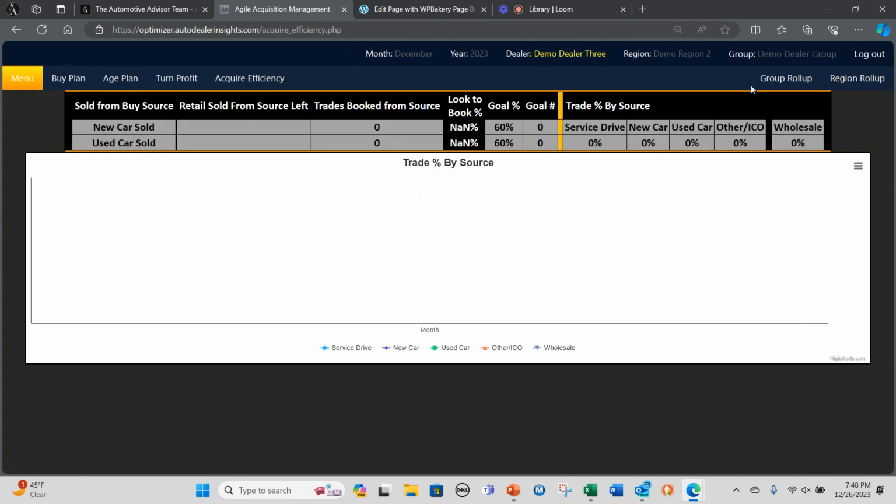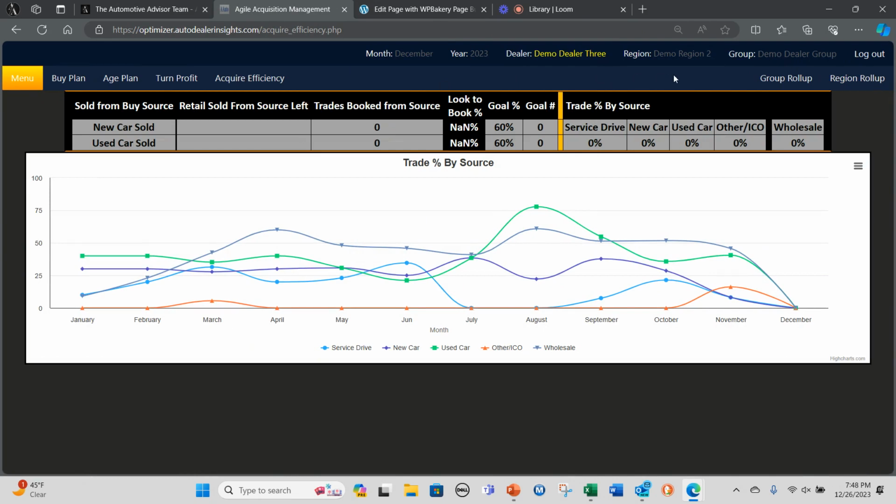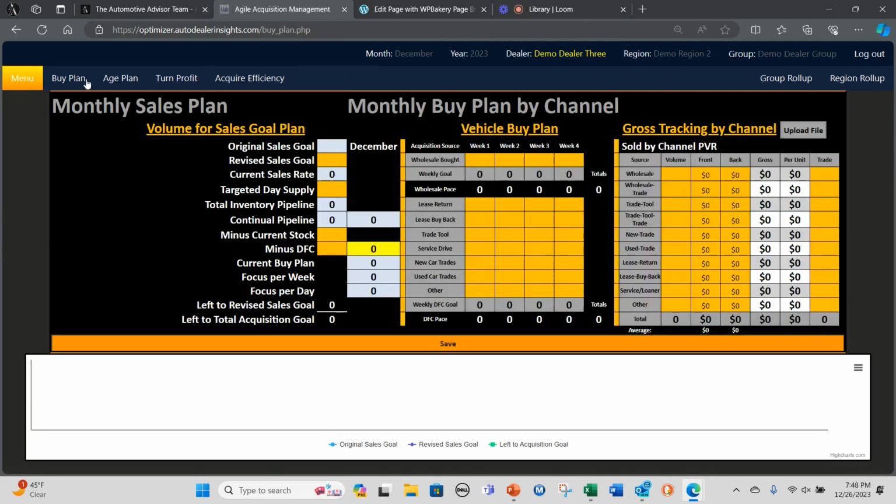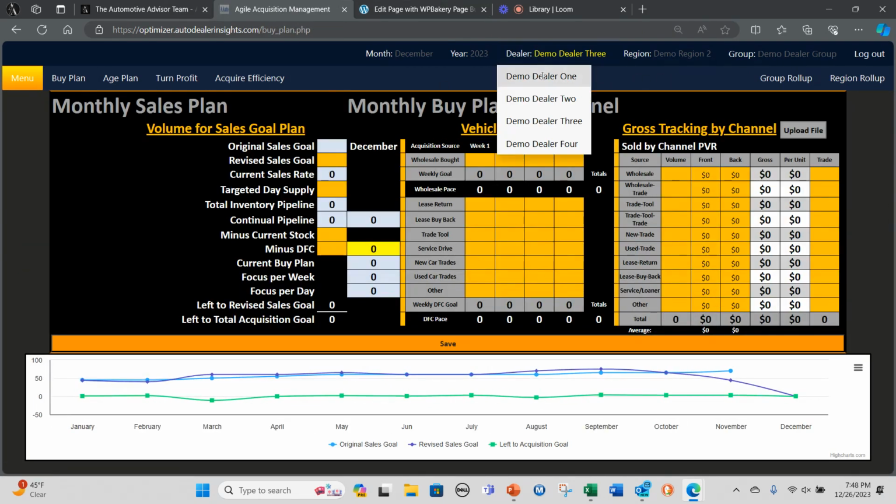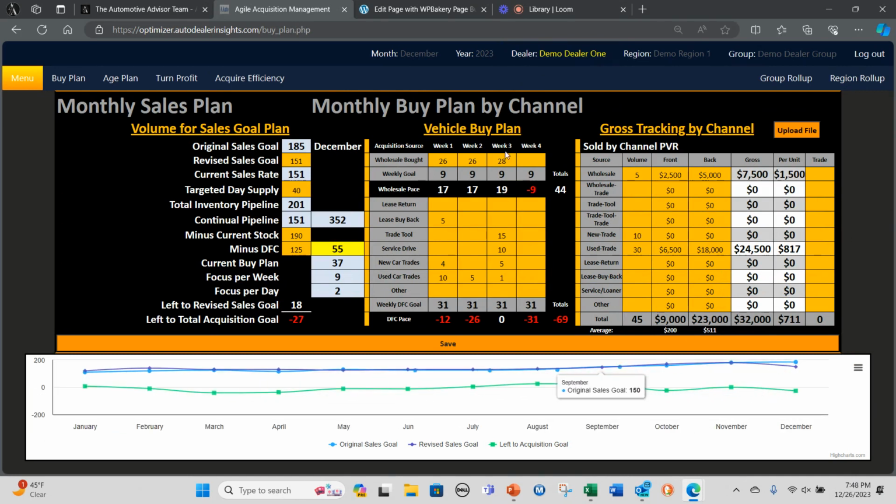So I hope this helps you. It's really kind of a fun program. It's very simple to use. Like I said, this is the core program here. We'll go back to a dealer with data. Here's the core of what we do. This sets up the month at the very first day of the month. This manages acquisition through the month, so you have enough inventory to meet your sales goal.